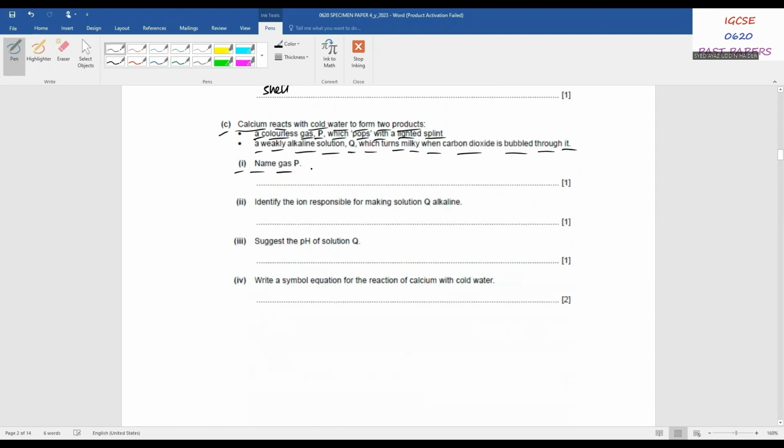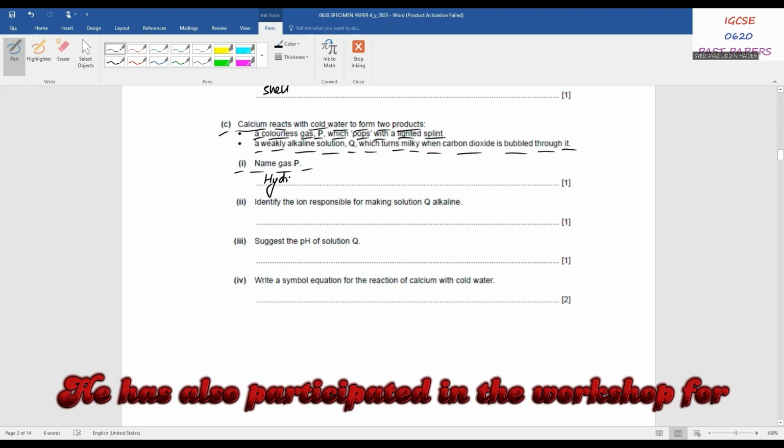A. Name gas P. Whenever a metal reacts with water, they produce gas. Calcium is one of the reactive metals. So the gas will be hydrogen, because this is the only gas which pops with a lighted splint. So you write hydrogen here.